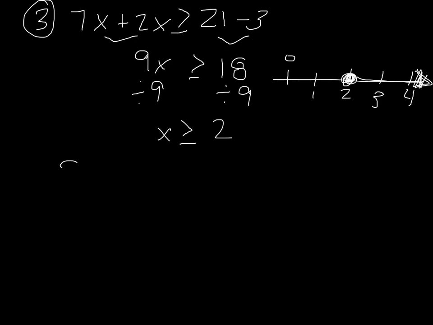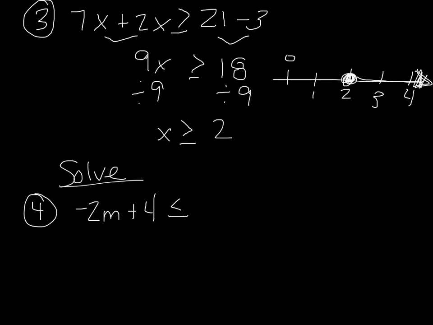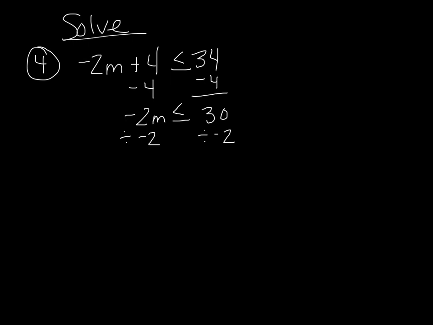Okay, now we have a new set of directions that just say solve. That means we don't have to do any graphing, we just have to solve it. So for number 4, we're going to do negative 2m plus 4 is less than or equal to 34. Okay, so I'm going to subtract 4 from both sides. I'd be left with 30 on the right side, and I would be left with a negative 2m on the left side. So if I divide by a negative 2, divide by a negative 2, this is where bells should be going off in your head. Because if we divide by a negative number, we have to flip our sign. So you see I flip my sign because of these negative signs here and our dividing sign. If we were dividing or multiplying by a negative number, we have to flip that inequality.